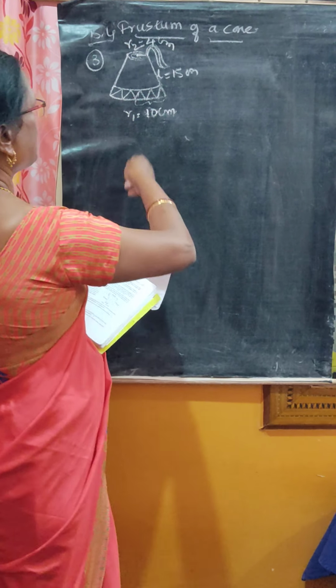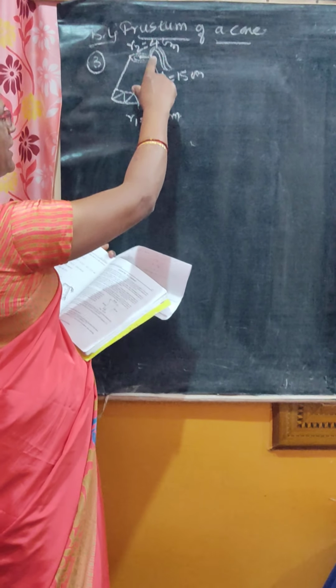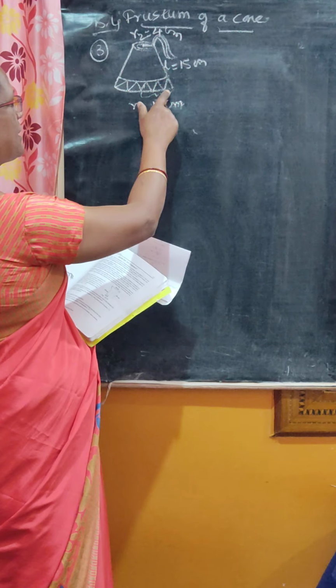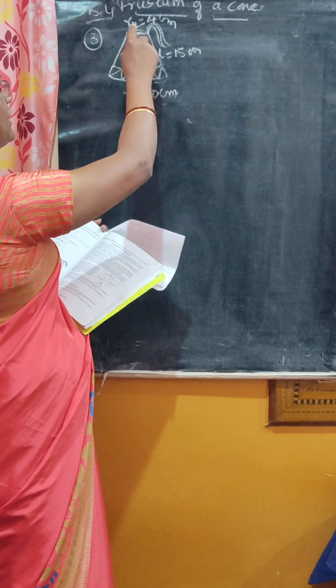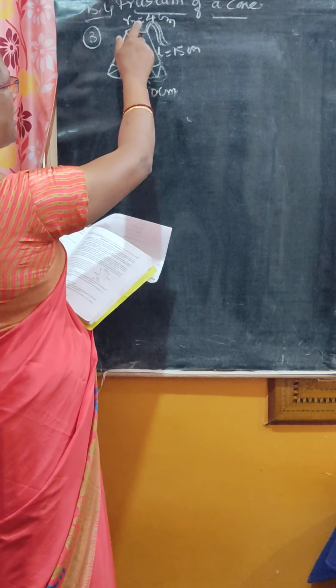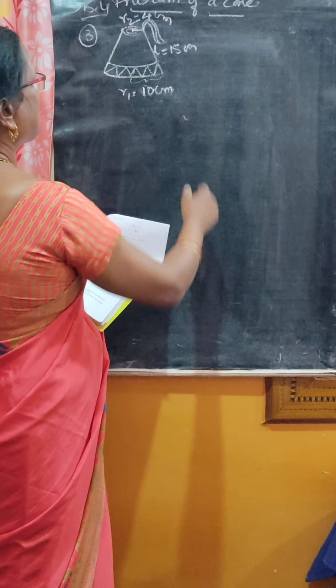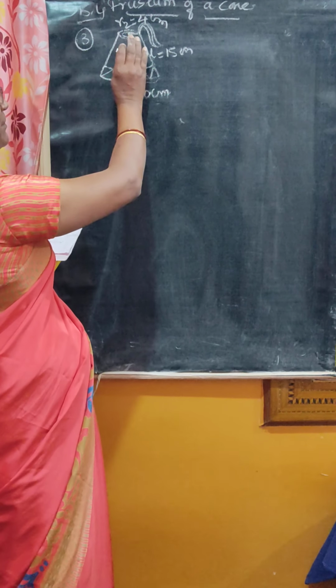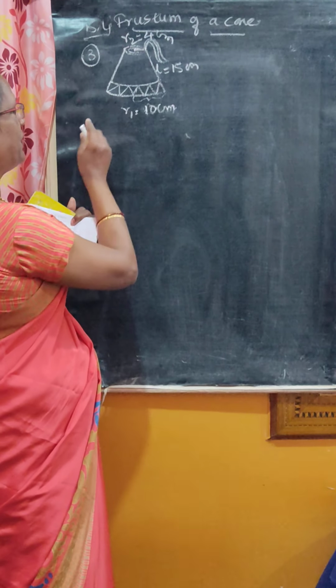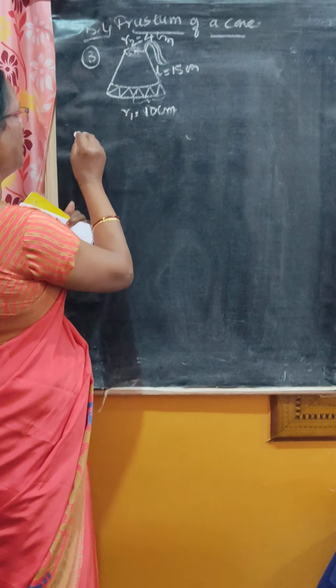This is the fez, that is the cap which is used by the Turks. This is the open surface. This is R1 equal to 10 cm, he given. Another one, that is the top, that is R2 equal to 4 cm. Slant height he given 15 cm. To prepare such a measurement cap, how much material will be required? So the material required is equal to TSA.